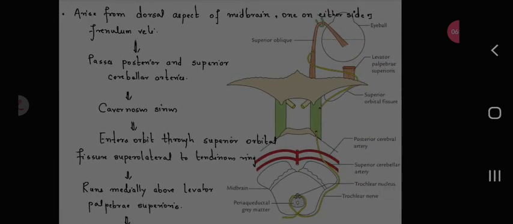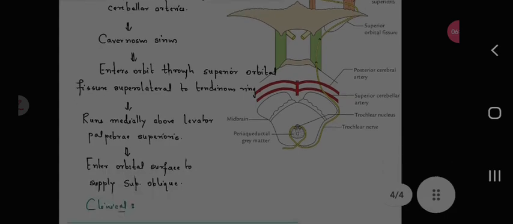Eyeball, superior oblique, levator palpebrae superioris, superior orbital fissure, posterior cerebral artery, superior cerebellar artery, trochlear nucleus, trochlear nerve, midbrain, periaqueductal gray matter.